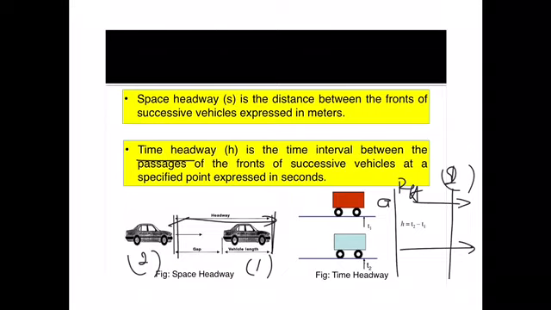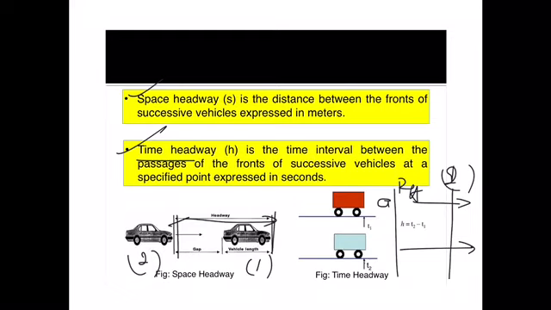Space headway we measure in terms of space. The distance between the fronts of successive vehicles, measured in terms of space, we call the space headway. Time headway is for passing a particular point. What is the time required? The lag, the difference in interval between the passage of the fronts of two vehicles, we call the time headway.